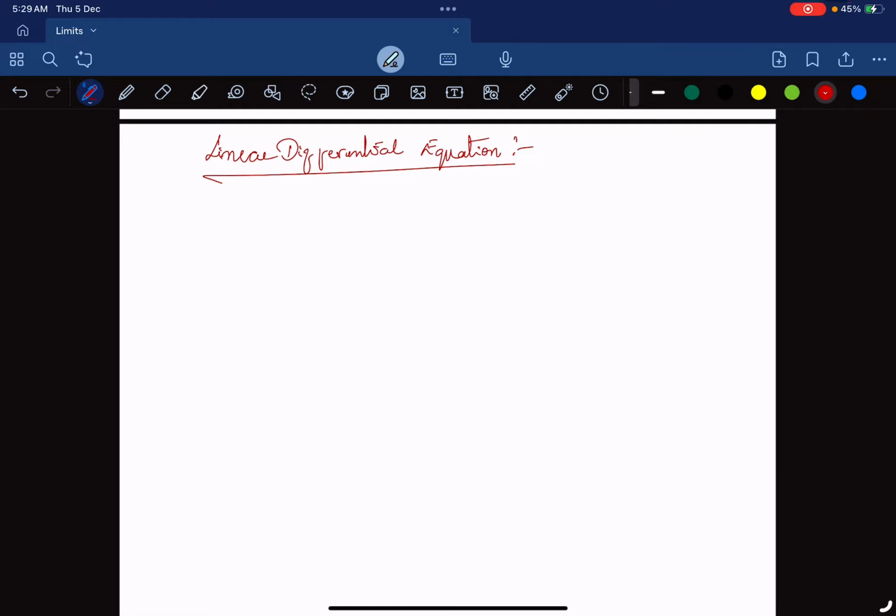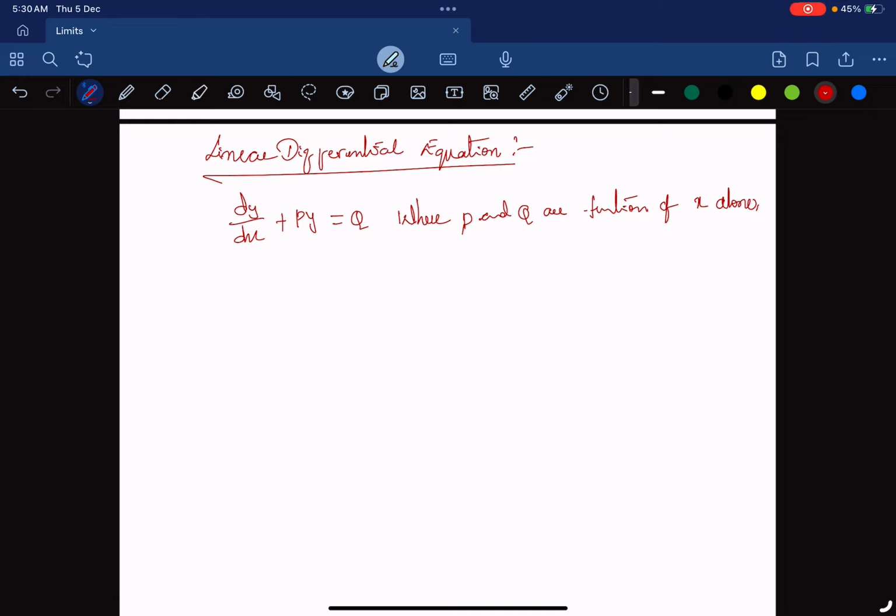An equation of the form dy by dx plus py is equal to q, where p and q are functions of x alone, is called a linear differential equation.